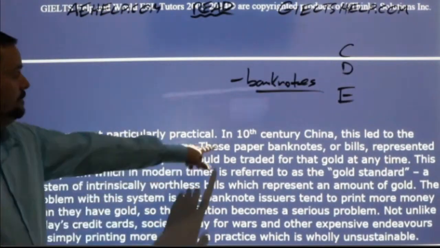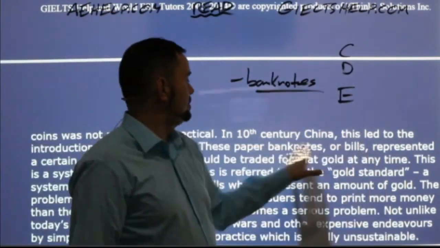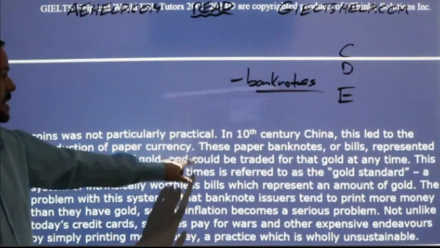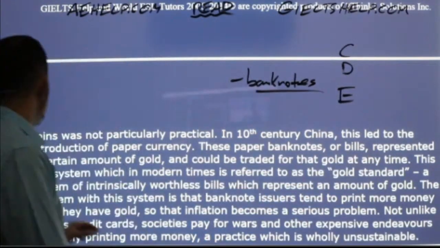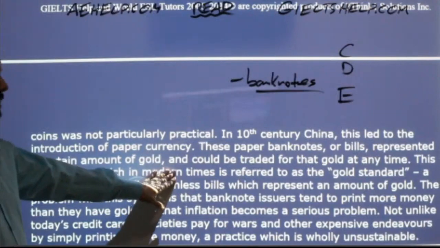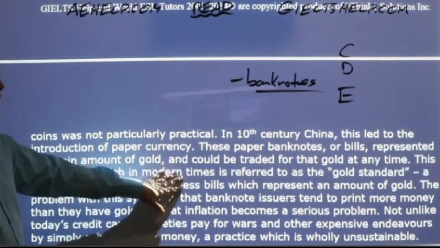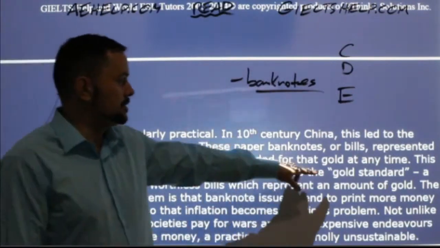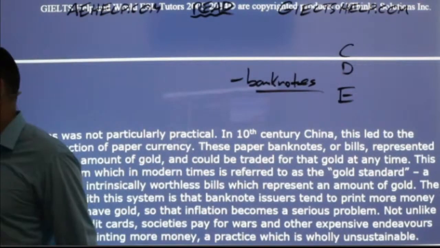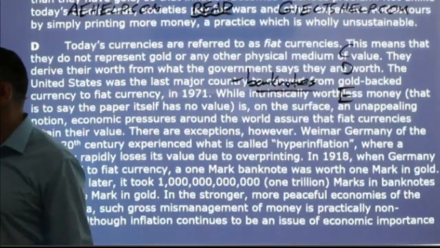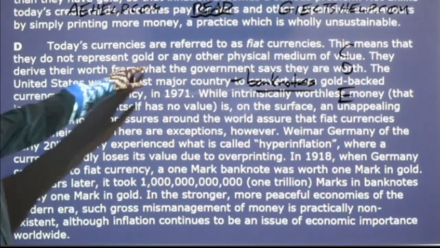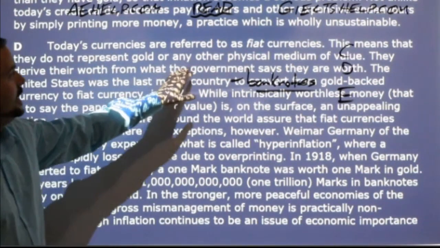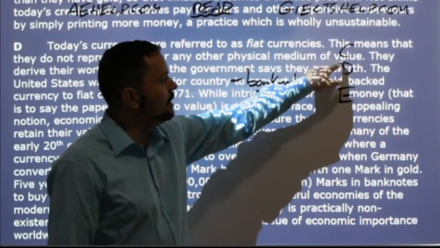So remember China in the 10th century, this led to the introduction of paper currency. These paper banknotes or bills represented a certain amount of gold. Okay, this led to the gold standard system. So the paper notes represented gold, so they had some intrinsic value. And then here it says fiat currencies. This means that they do not represent gold or any other physical medium of value.